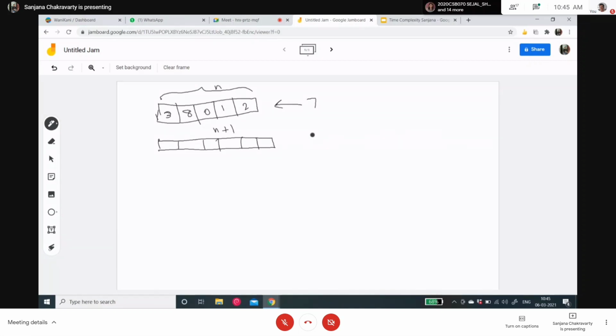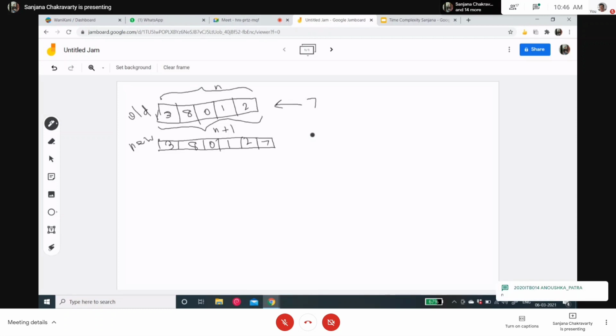Okay, so what I want to do is I want to copy the old array into the new array. So I'm going to copy the 3, the 8, the 0, the 1, the 2, and then finally I'm going to append the 7 at the end. Now I have space, no problem. When I'm copying this array, how many operations am I performing when I am copying this whole array, all the elements? What is the order of operations? What's the complexity of this operation?